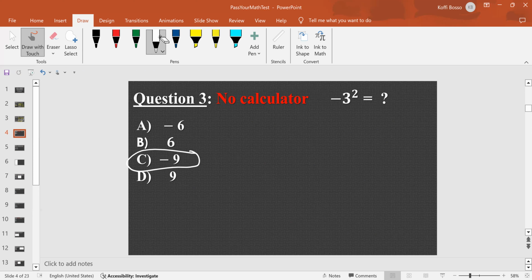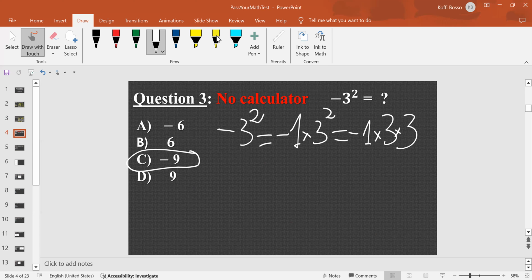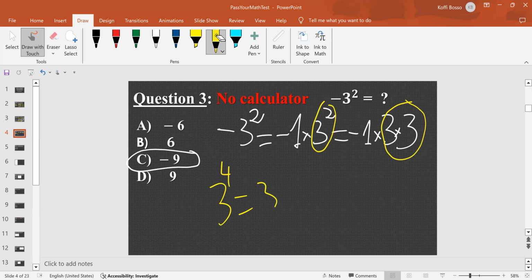Let's understand. When you have negative 3 to the second power, this means negative 1 multiplied by 3 to the second power. The negative is not raised to the second power, only the 3 is. So you're going to have negative 1 multiplied by 3 multiplied again by 3. 3 to the second power is 3 multiplied by 3, not 3 multiplied by 2. You multiply 3 by itself and repeat this 2 times. If I have 3 to the fourth power, I will do 3 multiplied by 3 multiplied by 3 multiplied by 3.